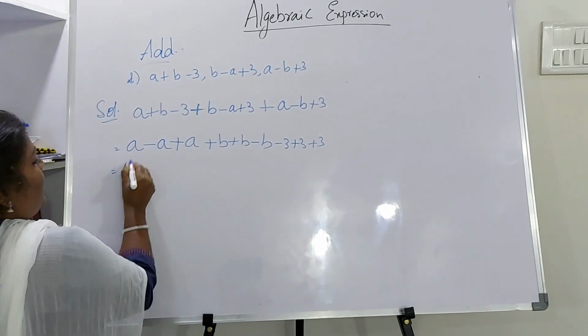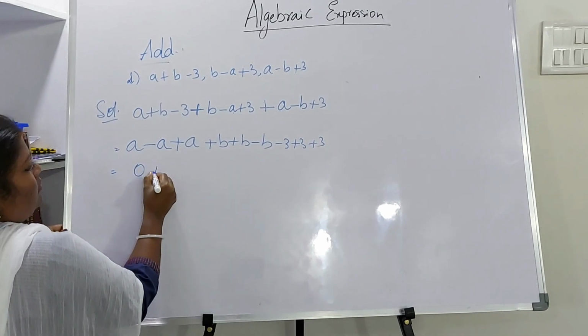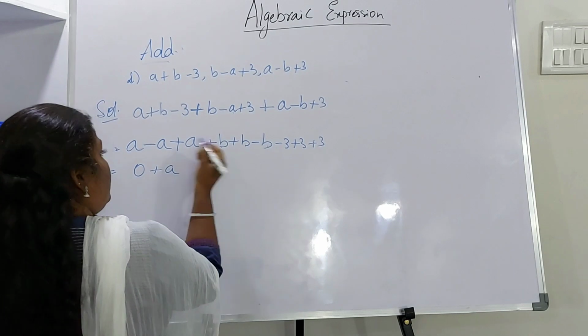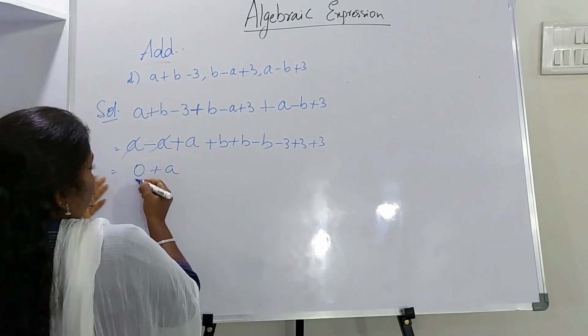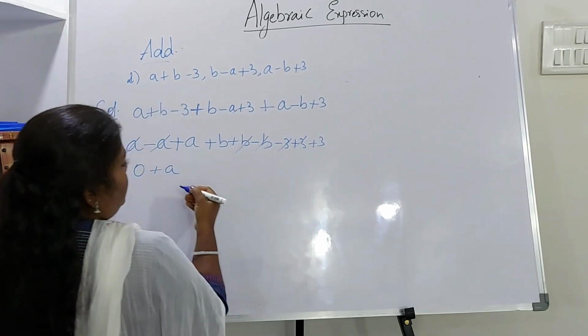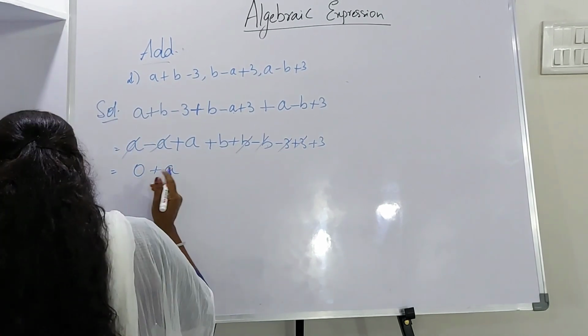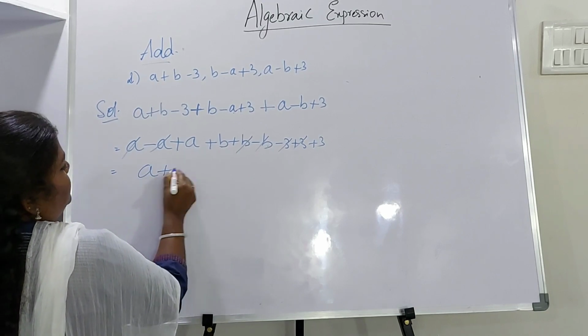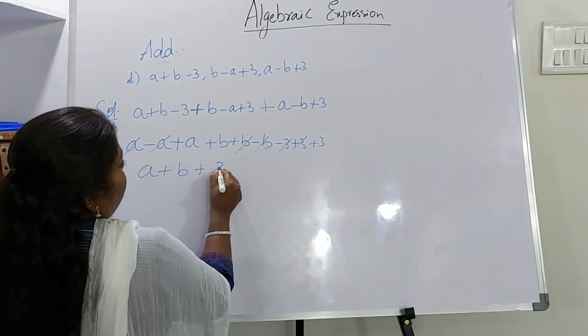Now a minus a is 0 plus a. Now b plus b and minus b, or you can just simply cancel instead of writing 0. So b and b get cancelled, minus 3 plus 3 gets cancelled. So the leftover is a plus b plus 3.